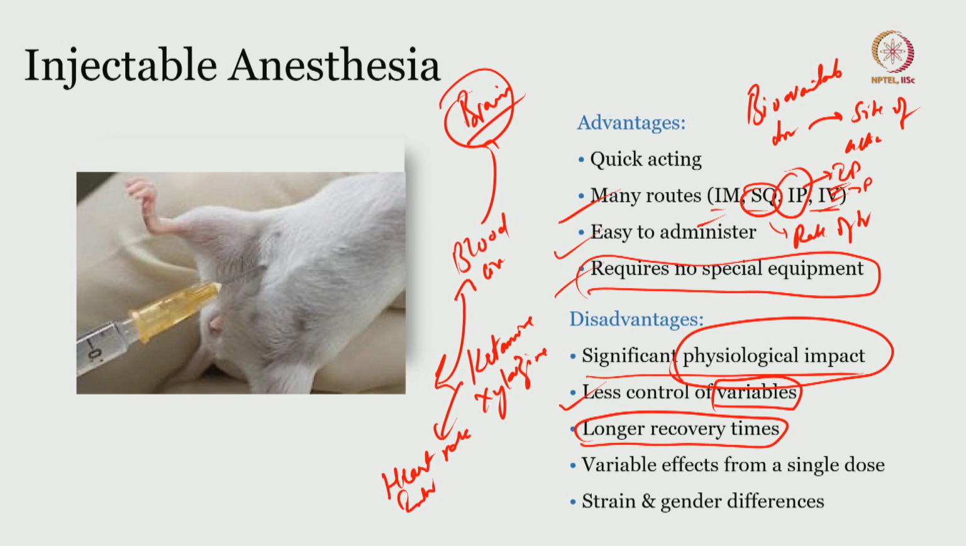All right. And then there is a variable effect from a single dose. The literature says probably it will stay for 45 minutes, but sometimes it can get metabolized and rats will start waking up in the middle of the surgery within 15 to 20 minutes. So that sort of variable effect is reported for a single dose with injectable anesthesia. And of course, there are significant differences in the dosing, in how much you need to dilute and where to inject, based on the strain and gender of the rodent that you are going to use.